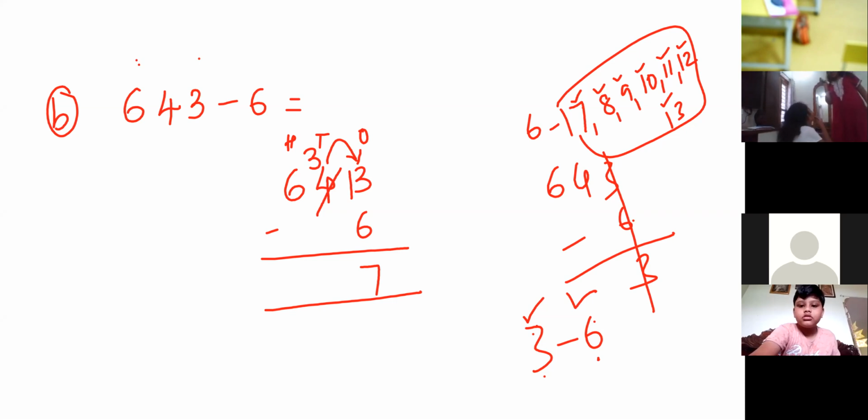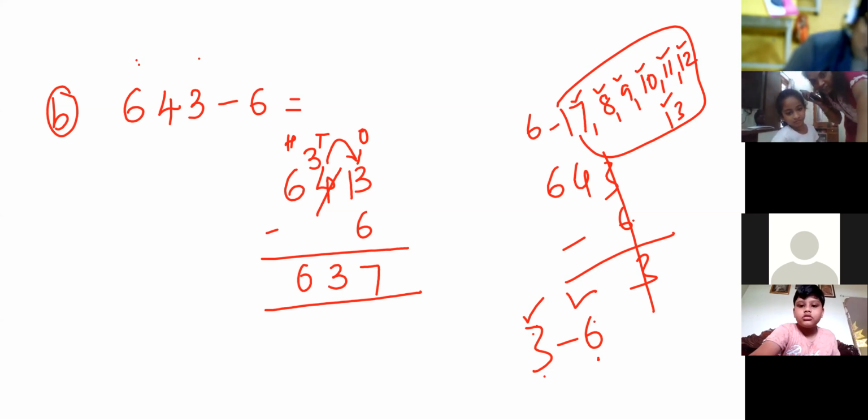Next, under the tens place, what is there? 3. Under the hundreds place, what is there? It's 6. Okay, children? It's 637. Got it? Is it clear to you all? Now take it down.